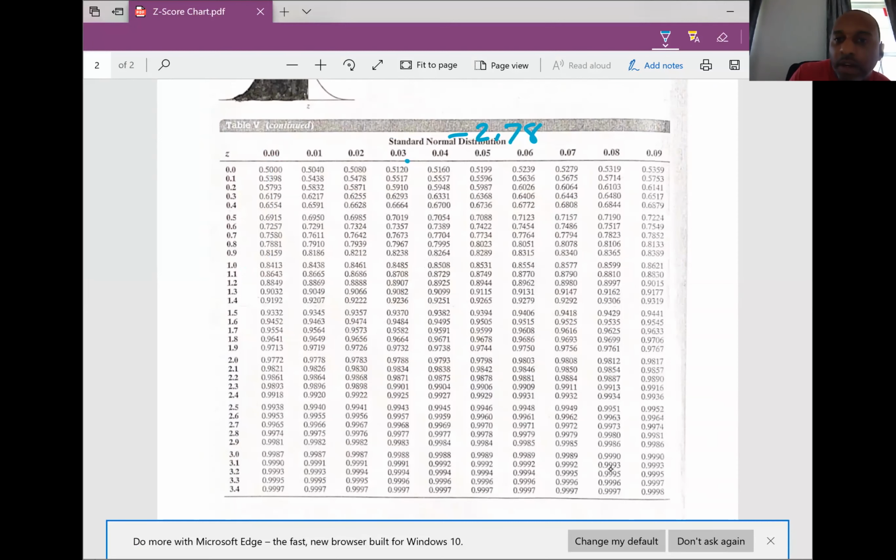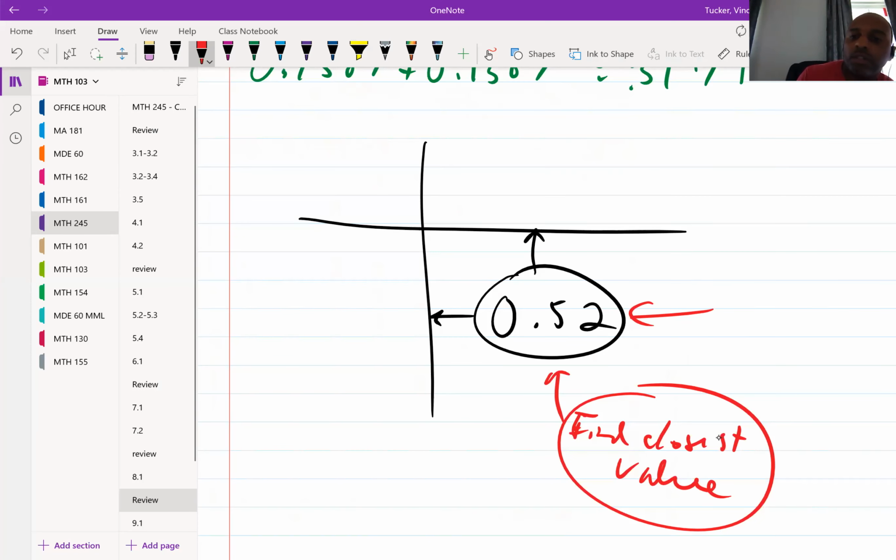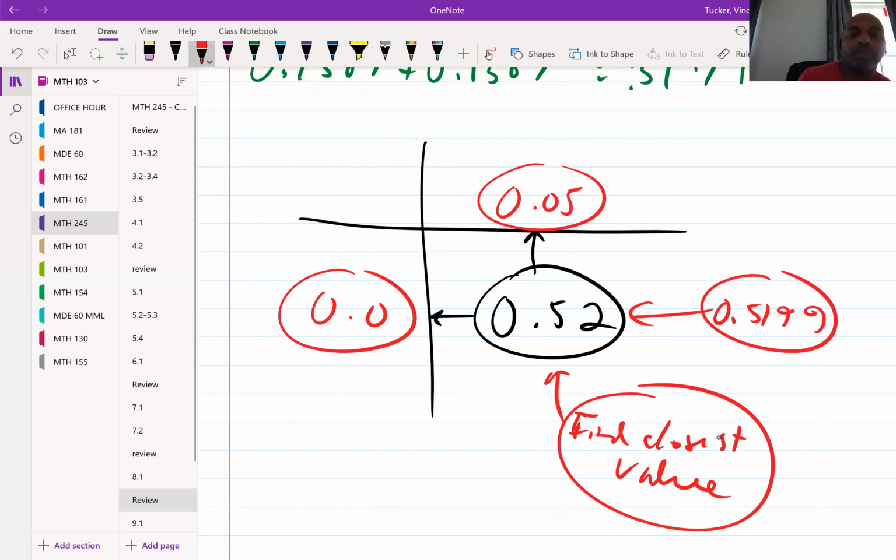So 0.5, let's see, 0.53. So I see 0.5199 right up here. So that's 0.05. So I saw 0.5199, it's the closest one. It's 0.05, and this is 0.0 up here. All right, so let's make sure my math matches what they wanted. Okay. Yep, that's all they wanted.